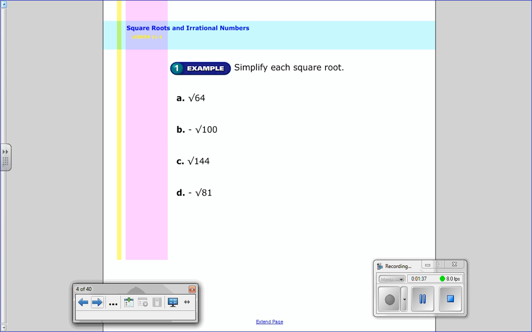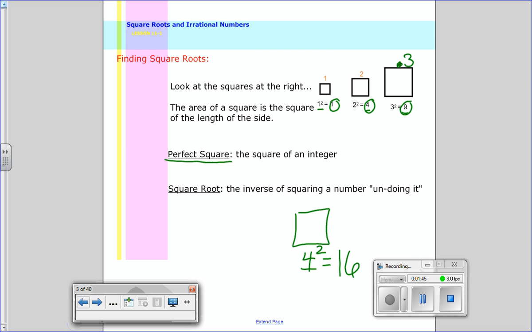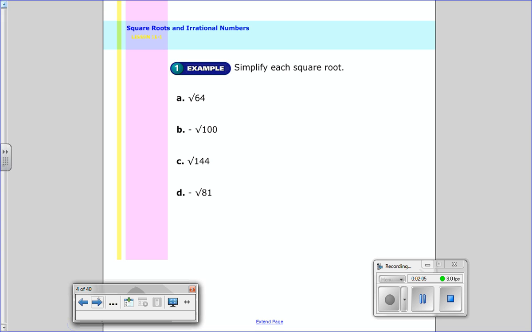So here, they have talked to us about simplifying each square root. And I should probably say one thing before we move on. Going back to this last example, there is another number you can square to get 16. Because if you do -4 squared, 2 negatives make a positive. So in fact, -4 and 4 would both be answers. But in our textbook, if there's no negative on the outside, they want you to just give the positive square root. So for example, A: the square root of 64. What number squared gives me that? That would be 8. 8 squared is 64.